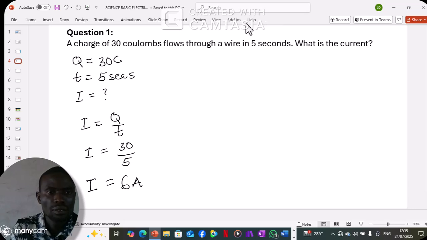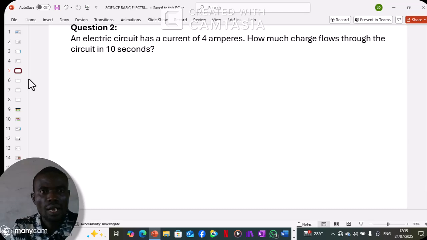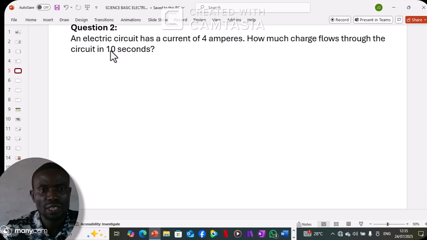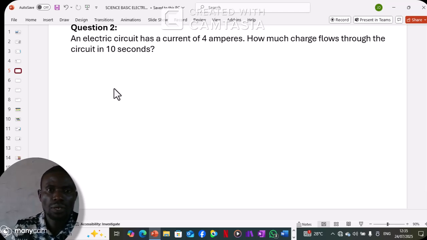Okay. Now let's look at the other one. An electric circuit has a current of 4 amperes. How much charge flows through the circuit in 10 seconds? From this question now, the current is given as 4 amperes, and you have to calculate the charge that flows in the 10 seconds.